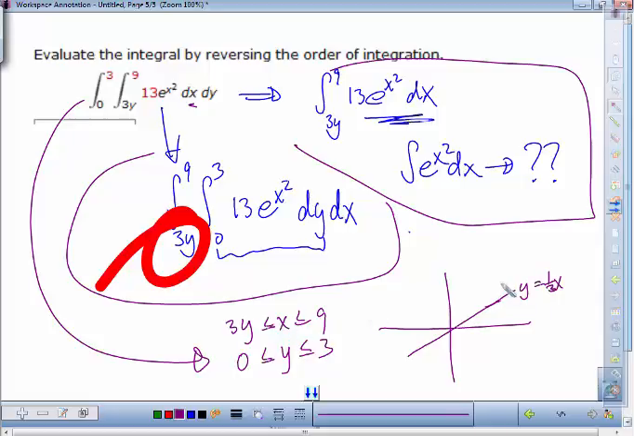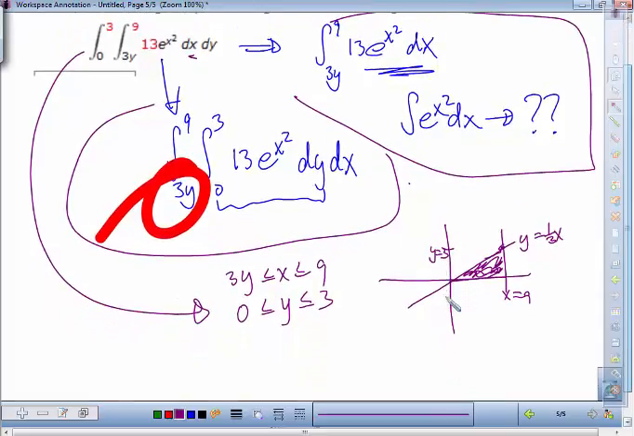X is equal to 9. Y goes from 0 to 3. So somehow you need to extract a region out of the limits of integration. And then from this region, try to come up with a new integral where you're going to integrate with respect to y first and then x.